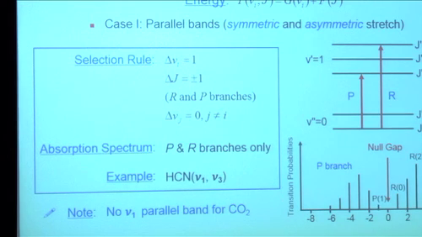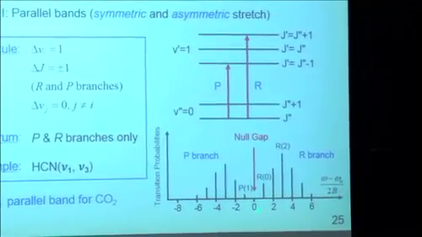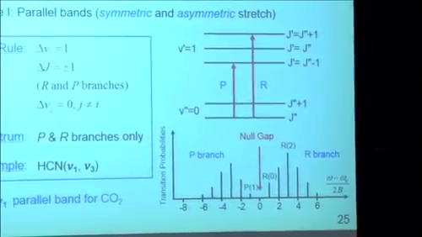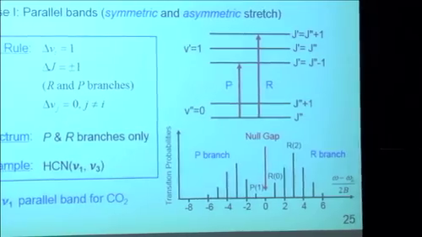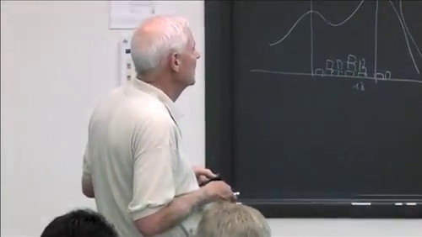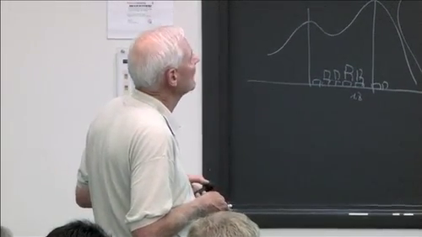So this is the spectrum you would see for one of these modes. There'd be a null gap right there. R branch, higher frequencies, P branch to the left, and in the limit where it's basically a rigid rotor, these lines are equally spaced at 2B. Now okay. So there's no parallel band for CO2 because of its symmetry.